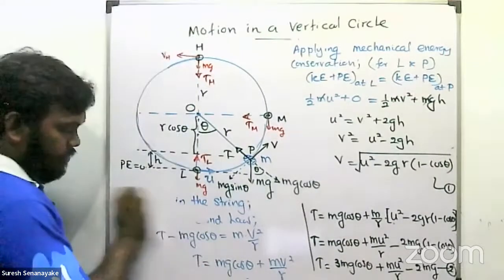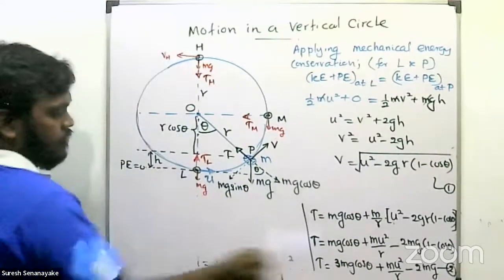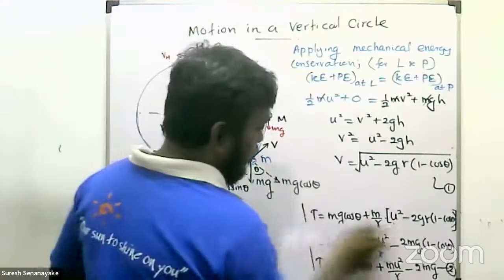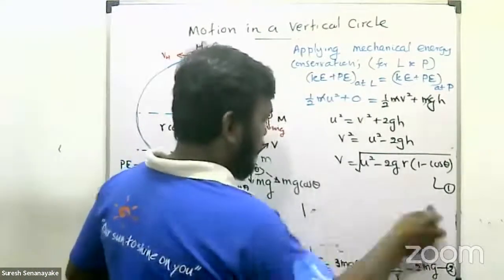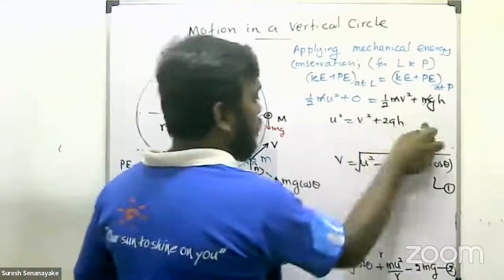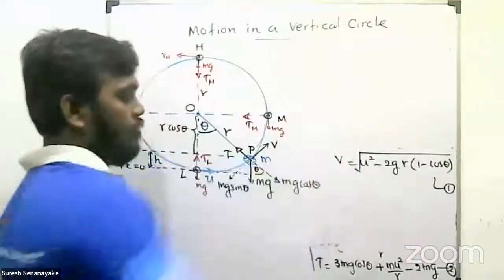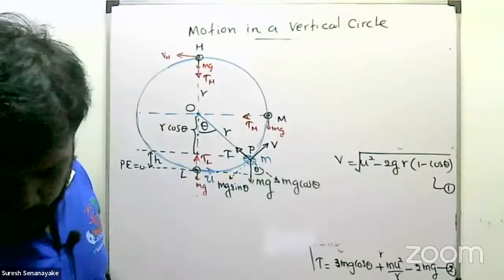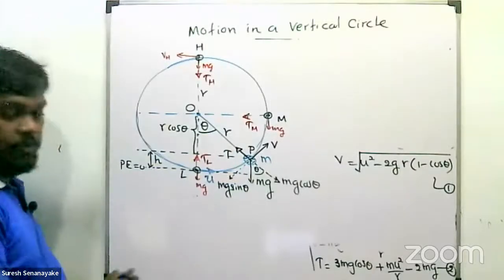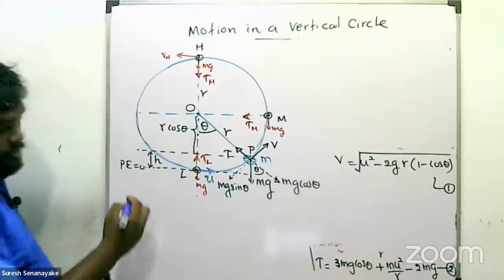Then I will erase this. The tension equation and the velocity equation will be there. Now consider the first one.